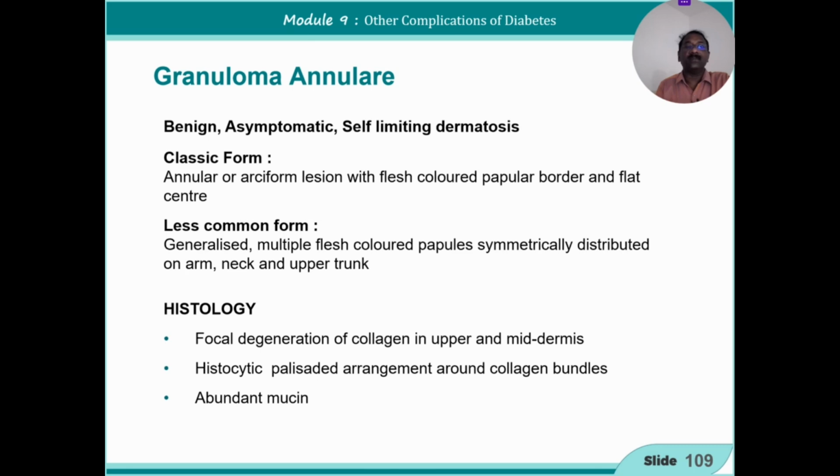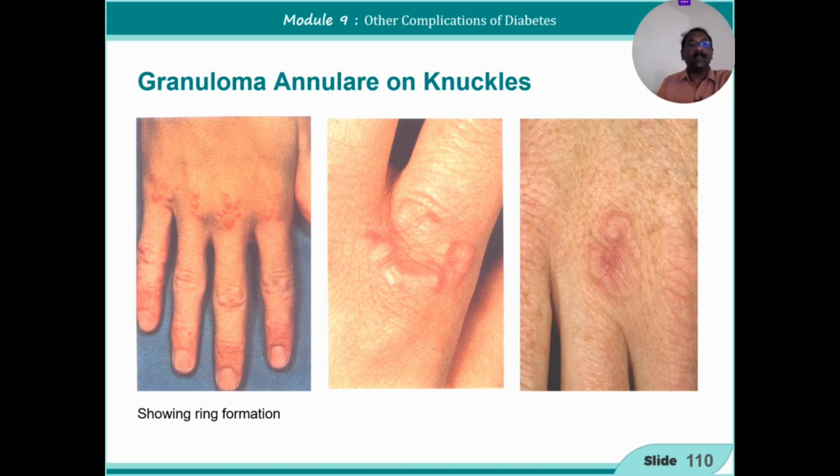So this is granuloma annulare. It is benign, asymptomatic and self-limiting. There is a classic form and less common forms. The classic form has annular or arciform lesions with a flesh-colored papular border and a flat center. Histology: focal degeneration of collagen in the upper and mid dermis, histiocytic palisaded arrangement around the collagen bundles, and abundant mucin. This is granuloma annulare on the knuckles, showing the ring forms.